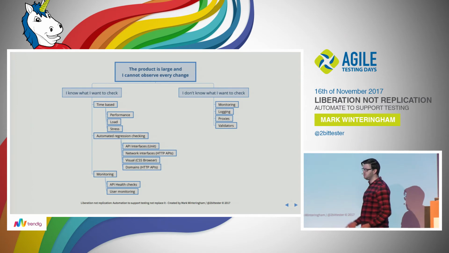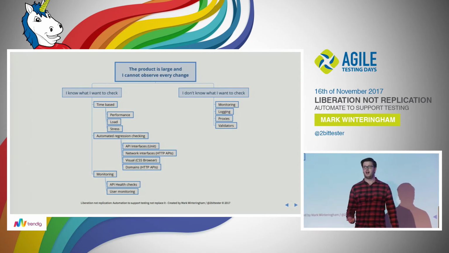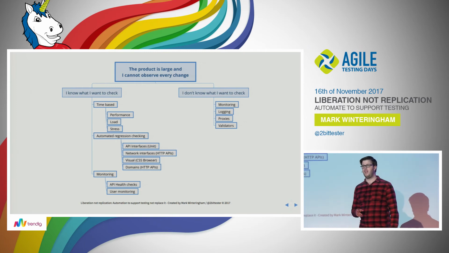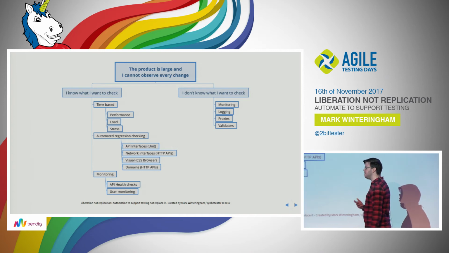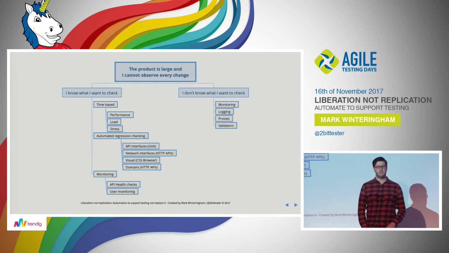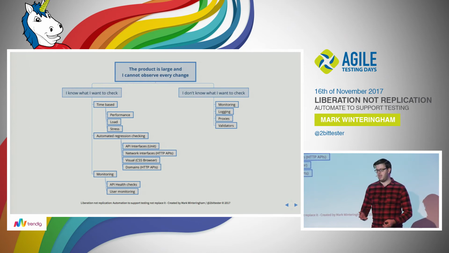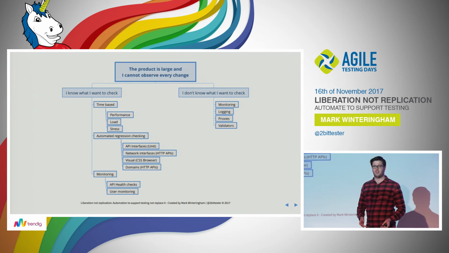So for example, I'm in a situation where I think we all are as testers, is the product is large, and I cannot observe every change. So I'm critical of that. I ask myself, well, what do I mean by that? What is the actual physical problem that is there? Like, I know that I need to check some stuff, or I don't know what I need to check.